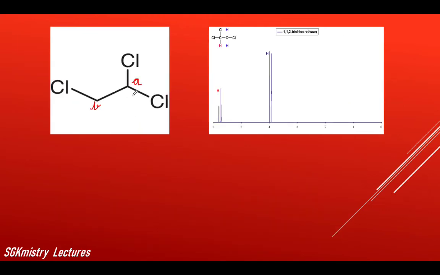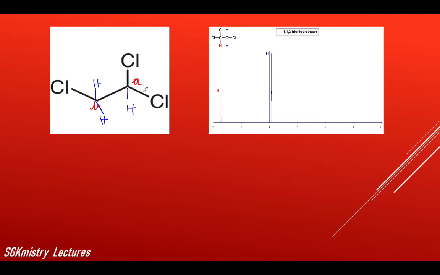Next example, here already 3 bonds are there, so 1 hydrogen. Here only 2 bonds are there, so there should be 2 hydrogens. Now this hydrogen, I have named it as A. These 2 hydrogens are equivalent, so I have named them B.